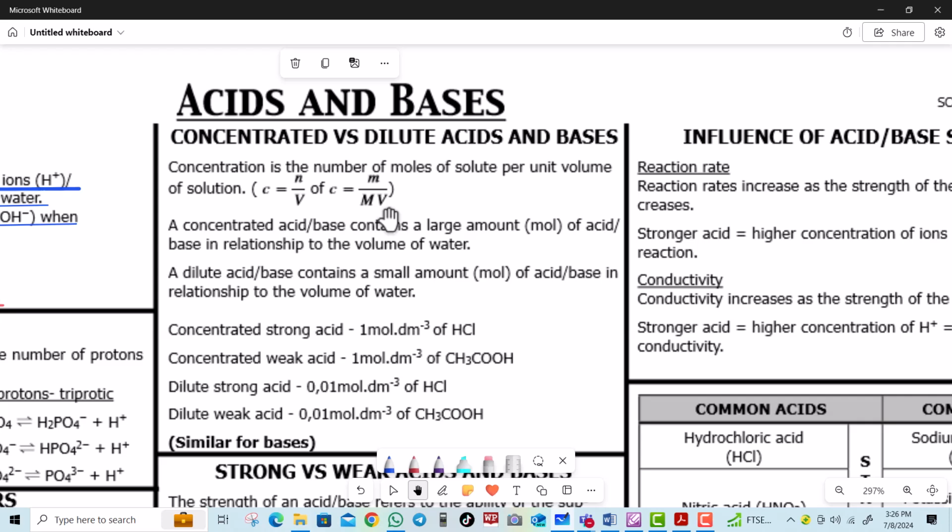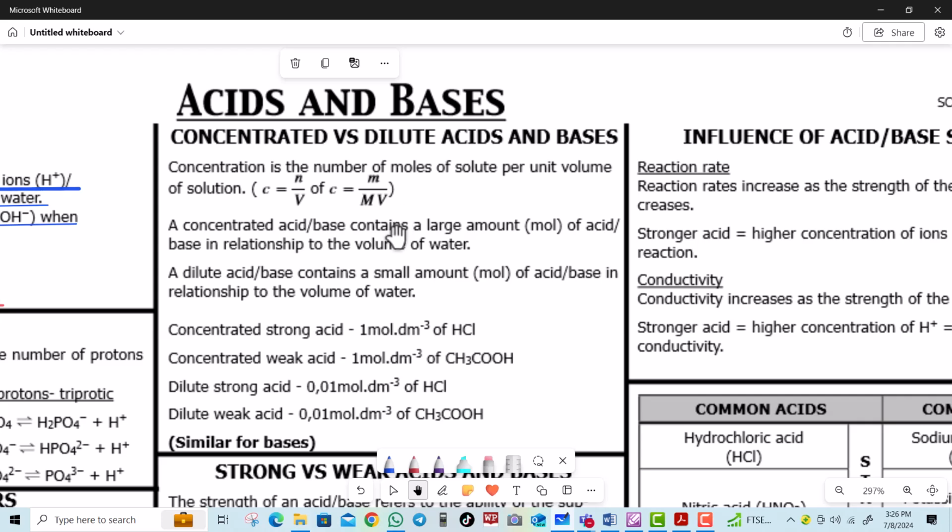Are we together? Yes. Okay, we can use C equals what? m over MV, whereby the first m on top stands for what? The mass in grams. What about this M below? The molar mass. All together. What about V? Volume. Again, what? Decimeters cubed or liters.